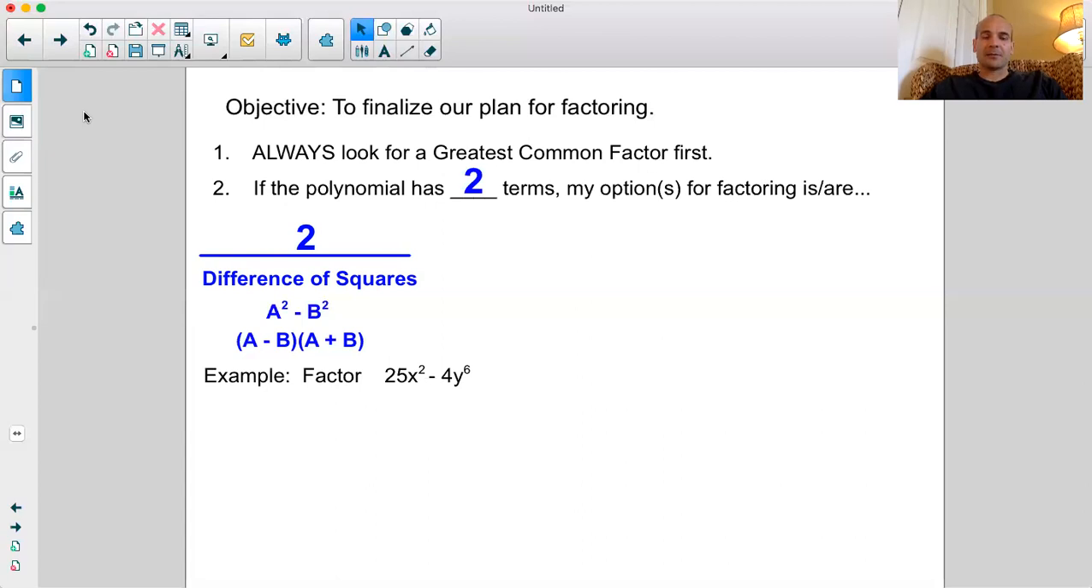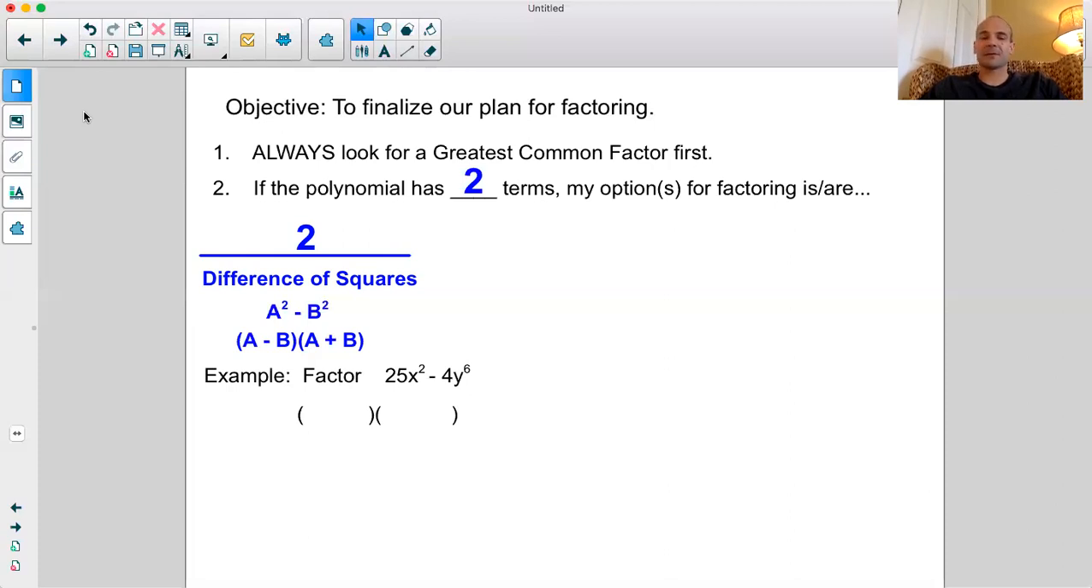Let's see, so 25x squared minus 4y to the 6th. Before I look at any details of that, always look for a greatest common factor first. Looking at the first term, I see 5s, 25s, x's. In the second term, I see 2s and 4s and y's. So I don't see anything in common, so that's out. That means that I should look to see if it's a difference of squares.